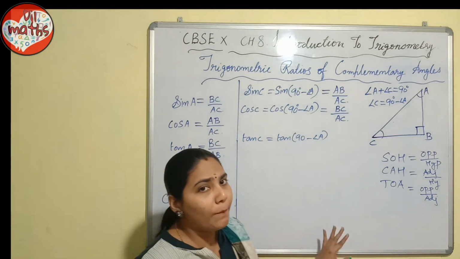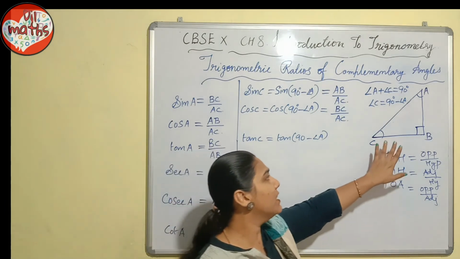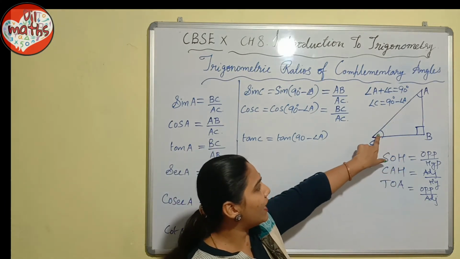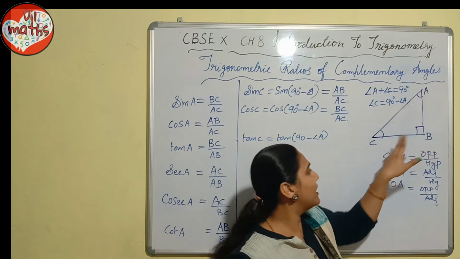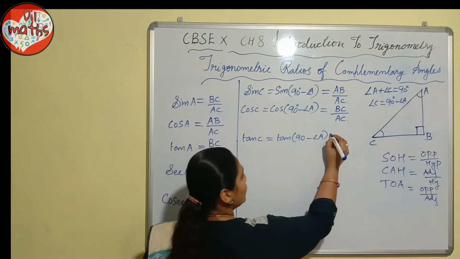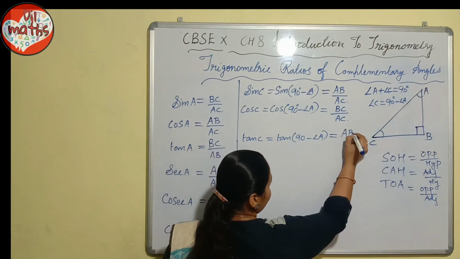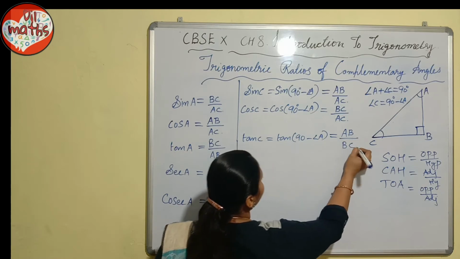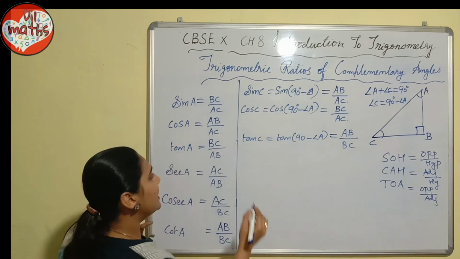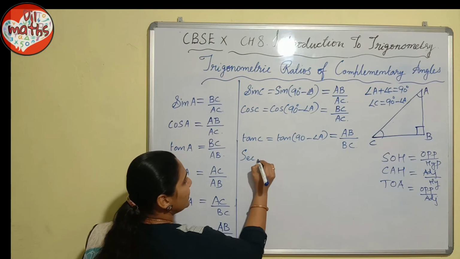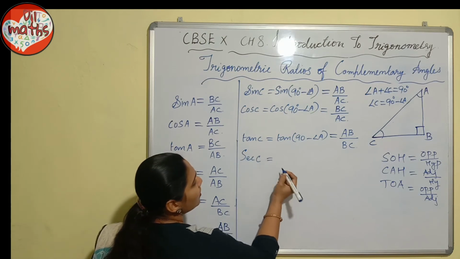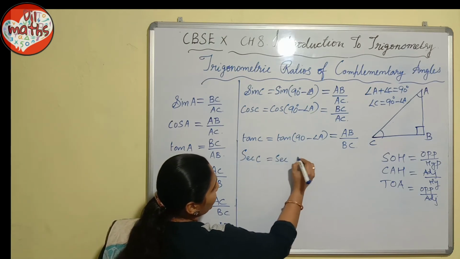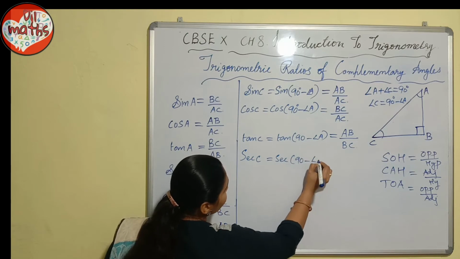Tan is equal to opposite divided by adjacent. Which one is opposite with respect to angle C? AB divided by BC. Next one is sec C. Sec C is equal to sec 90 minus angle A.